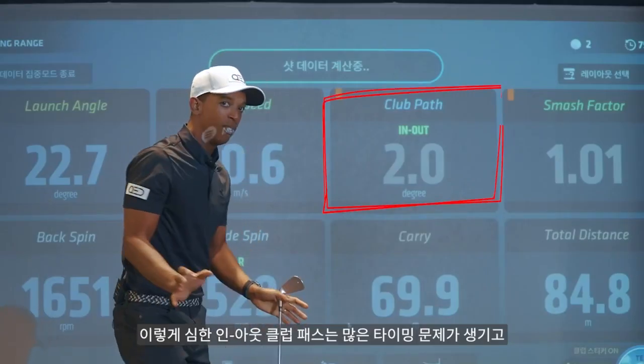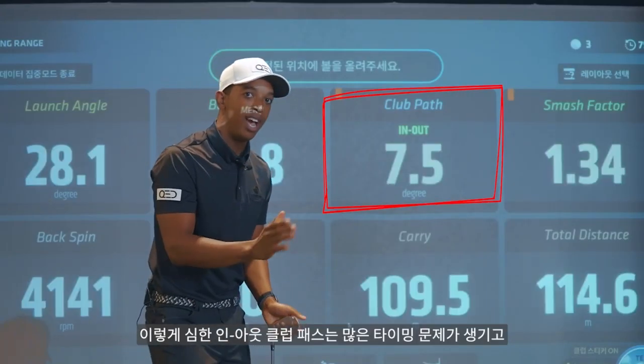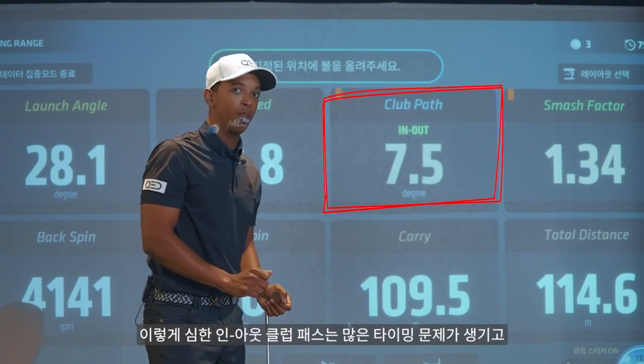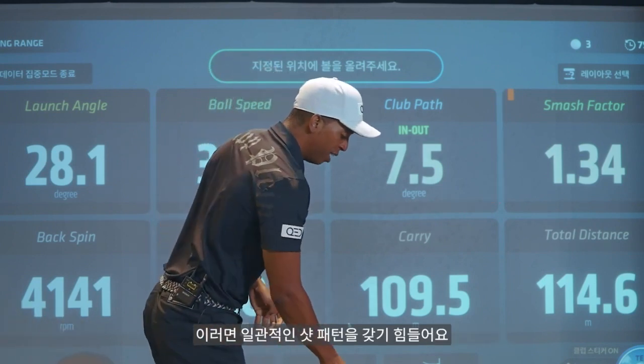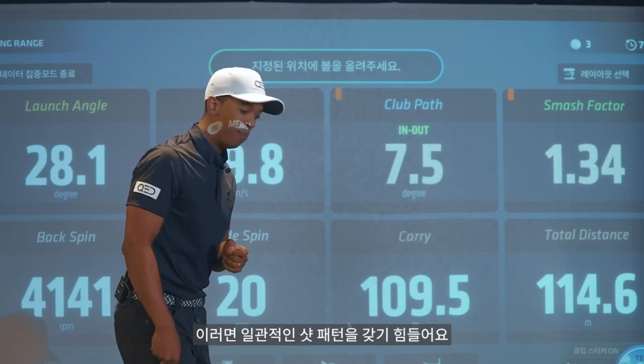So when that path is moving too far inside to out, there's a lot of timing that's happening with the hands at the bottom of the swing. It's very difficult to repeat that motion and get a consistent shot pattern.